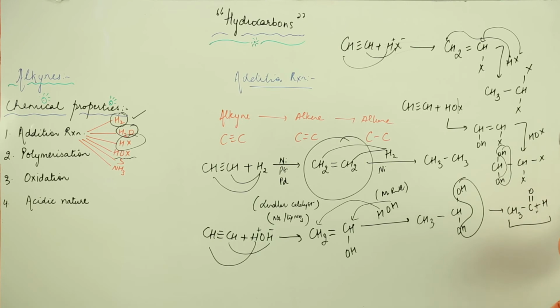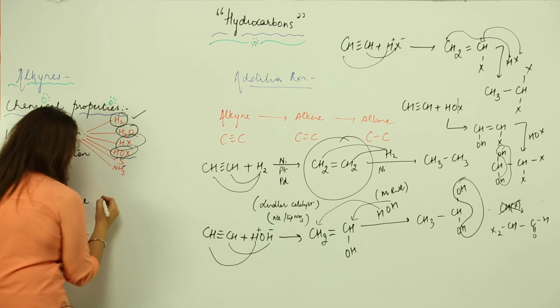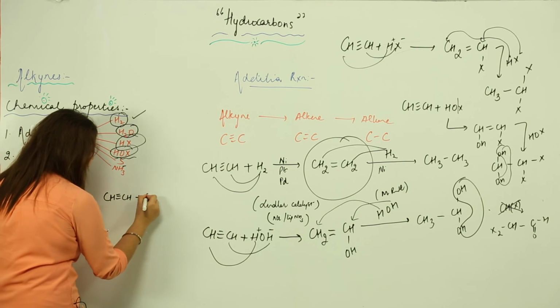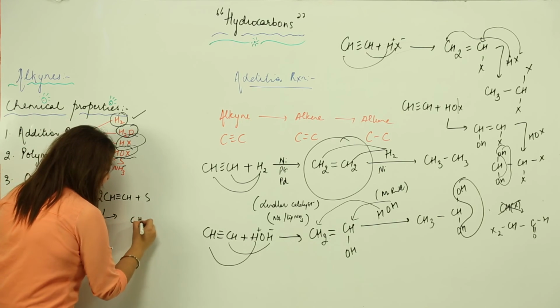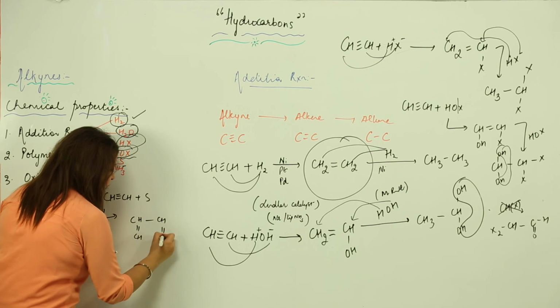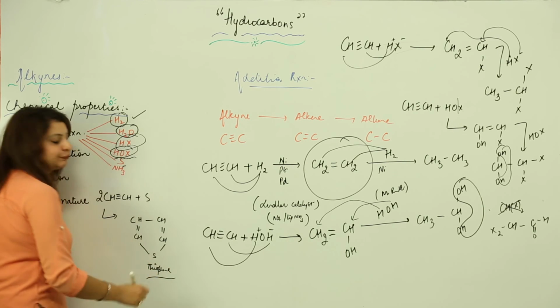I'll write the name of the compound here. So I'll get CHX2, or I'll write it this way, X2CH single bond CH. So this is what we get. Next I am adding sulfur. So this is my acetylene, I am going to add sulfur. In this case I am going to take two acetylene molecules. So it will turn into a famous compound that is called thiophene. So this will be formed.